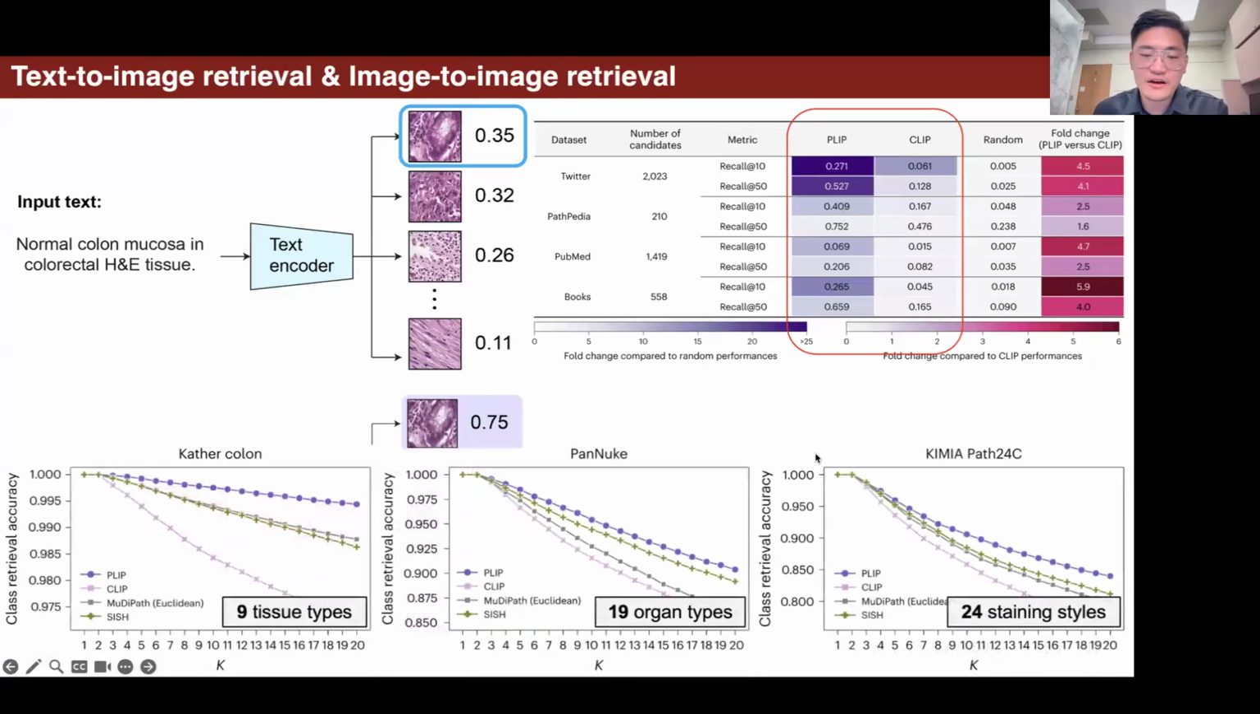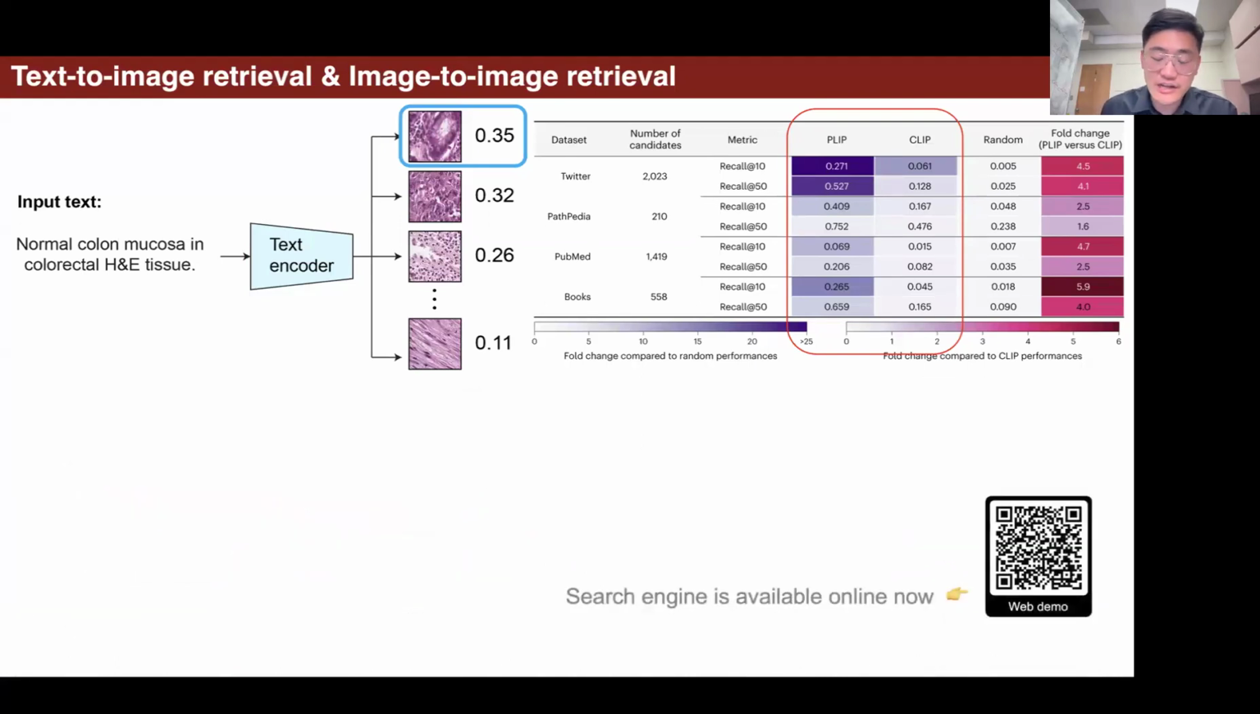And we performed quantitative analysis on three different validation datasets, focusing on 9 different tissue types, 19 different organ types, and 24 different staining styles, all suggesting that the PLEP model was the state-of-the-art model in image-to-image retrieval. And now the search engine is also available online through our website. You can try it by yourself.